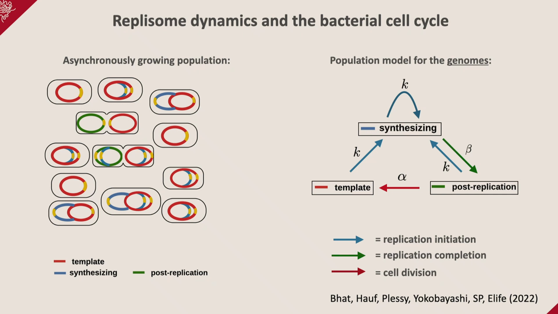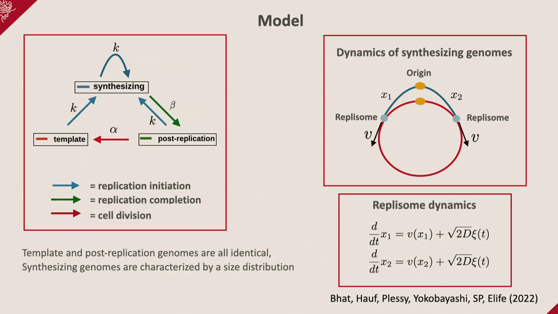But incidentally, the model takes into account the number of cells, because you can see here that no matter what happens, each cell always has one single template. So the number of templates also is equal to the number of cells. Okay, so now the tricky part of the model is that now we want to zoom in on this synthesizing genome and say something about their size spectrum.